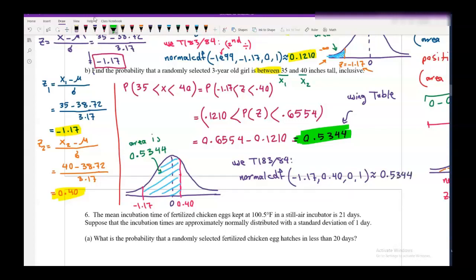Again, since on the table all these numbers for area are rounded to 4 decimal places, I did the same thing on the calculator. And when using inverse norm to find z, since z is rounded to 2 decimal places, I do the same thing on the calculator, rounding to 2 decimal places.